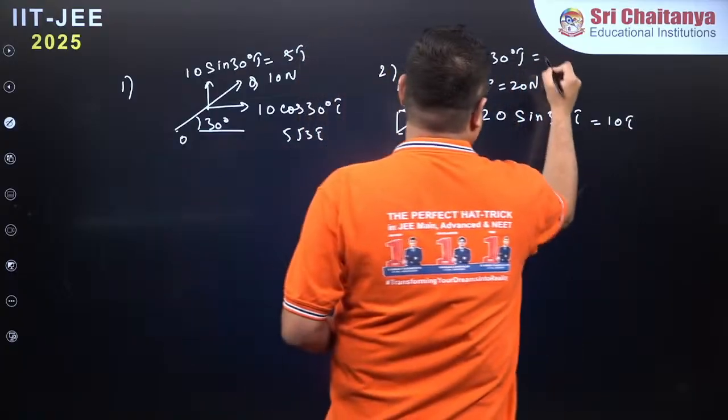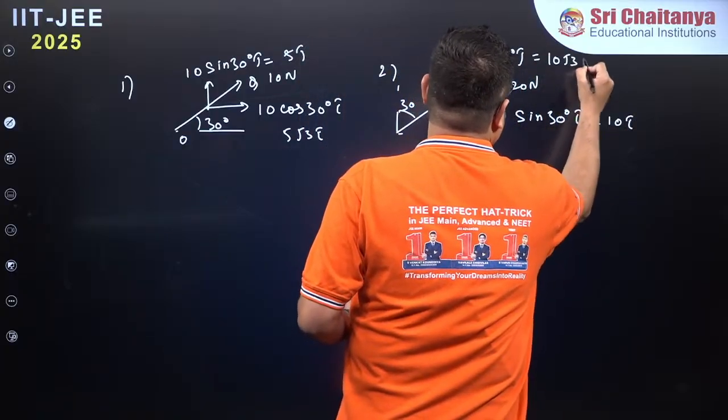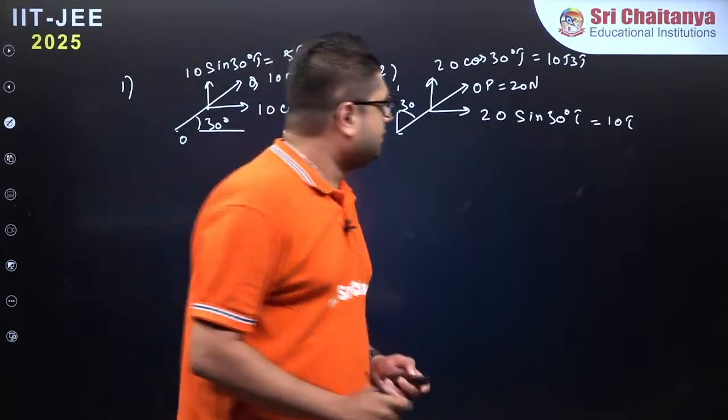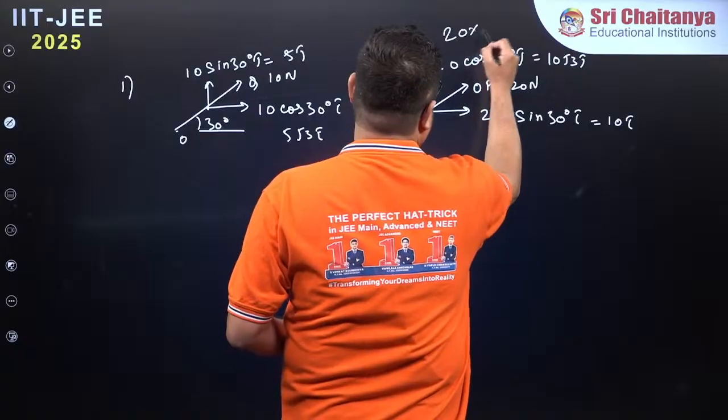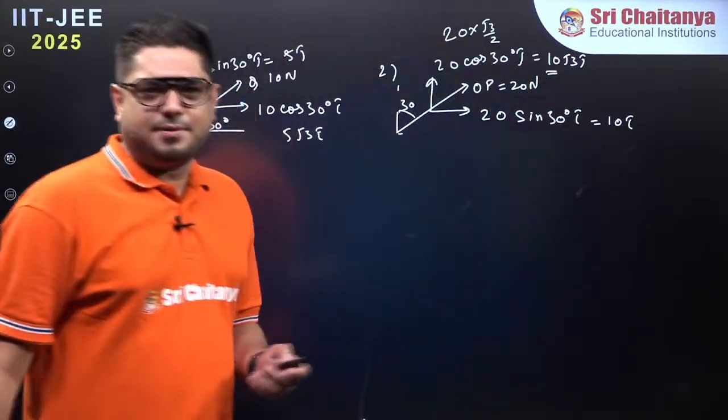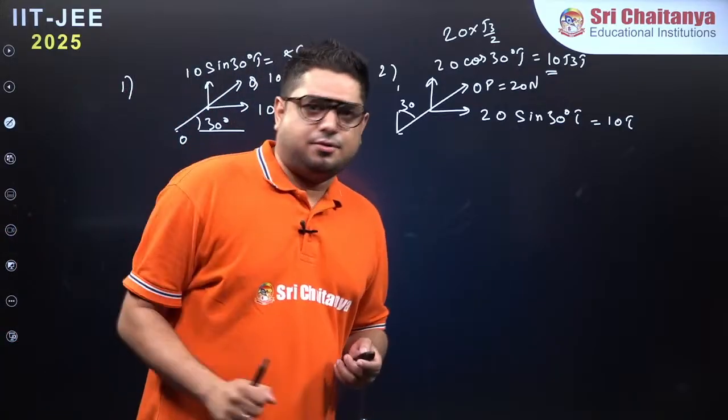And this is going to be equivalent to 10 root 3 j cap, isn't it? 20 into root 3 by 2. I will be getting it as 20 into root 3 by 2, that's going to be 10 root 3 j cap. So as a result, we are able to successfully resolve vector number 2.